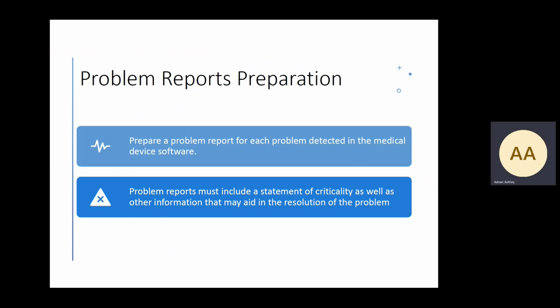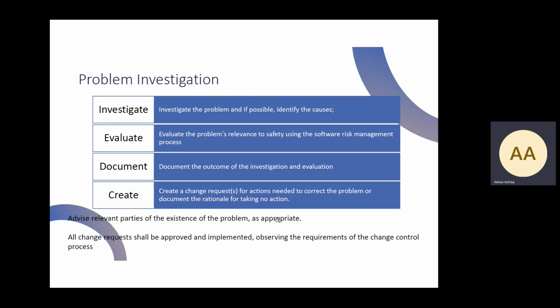So first of all, when the problem reports are being prepared, in fact, you should have some kind of log, like a complaints log or a problem reports log, where you can record what the potential problem is or what complaint or feedback has been reported. Then there should be some kind of statement of criticality, as well as other information that may aid in the resolution of the problem.